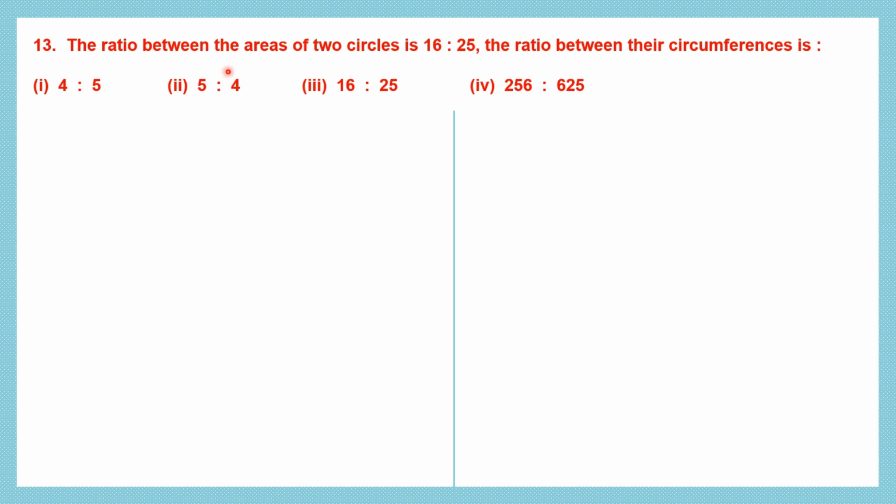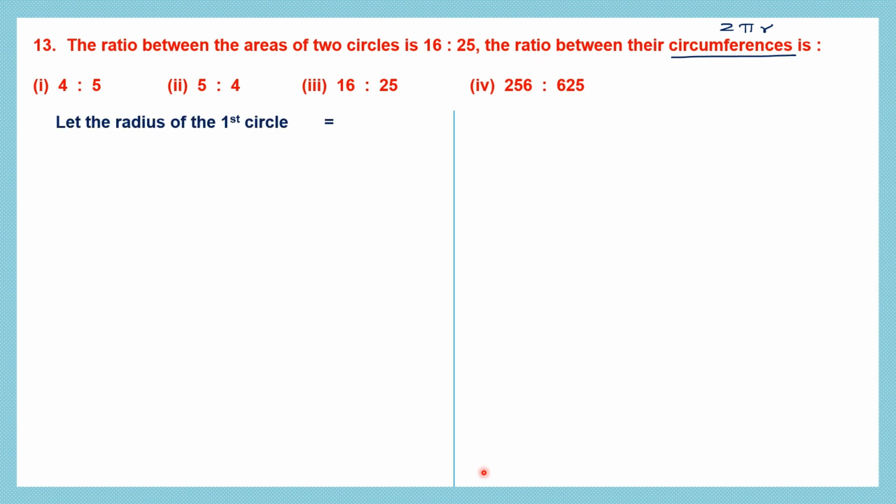Question 13. The ratio between the areas of two circles is 16:25. The ratio between their circumferences is what we need to find out. Now the formula to find the circumference of a circle is 2 pi r. That means we need to know the value of the radius to find the circumference. But the radius has not been given to us. So what we have to do is first find the radius with the help of what is given to us, and then the circumference, and then finally the ratio.